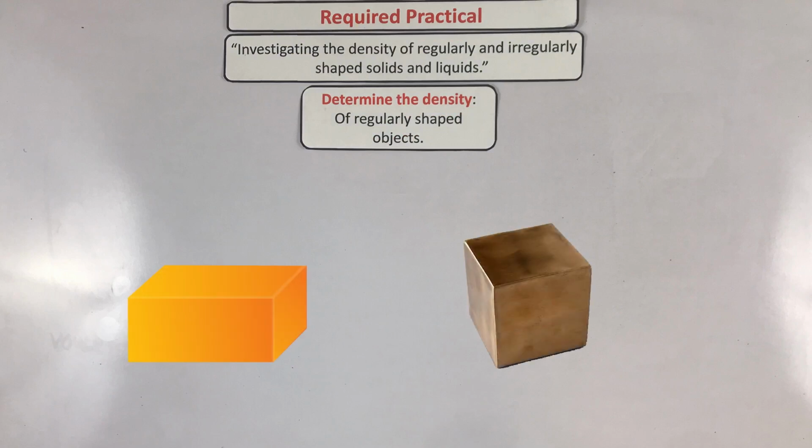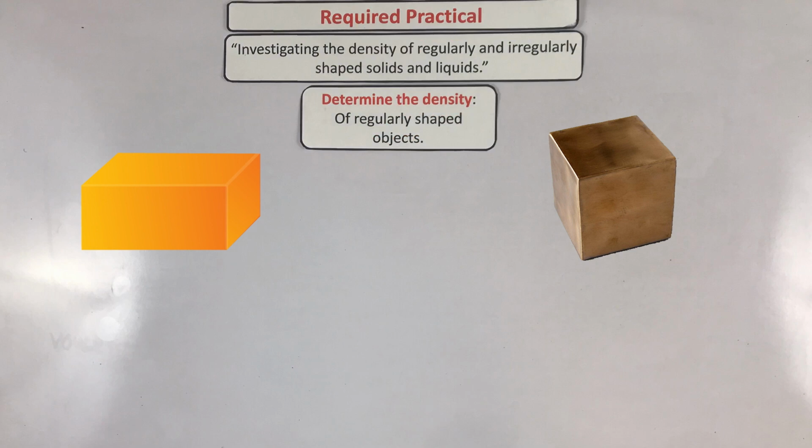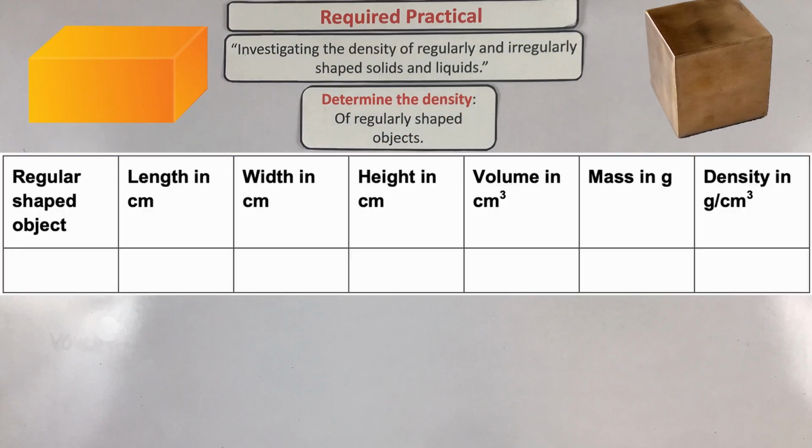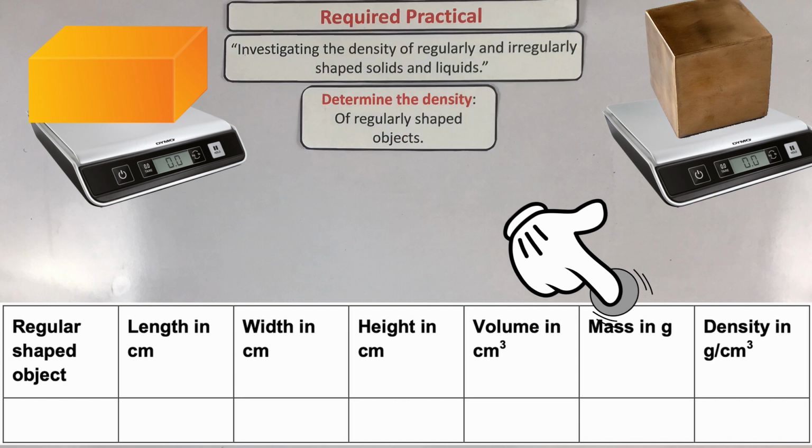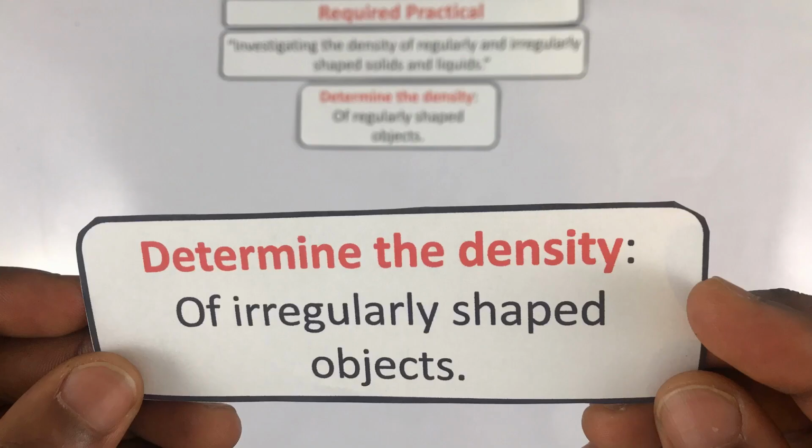First, start by measuring the length, width and height of each of your objects. Calculate the volume by multiplying the length, width and the height of each. Record your results in a table like this one here. Measure the mass of each object and then record that in your table as well. And then all you have to do after that, since mass over volume gives you your density, you just work out your density like that. Boom.